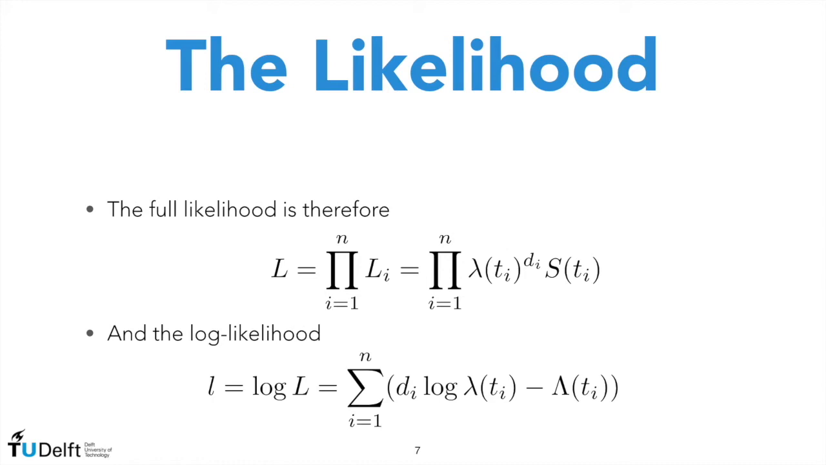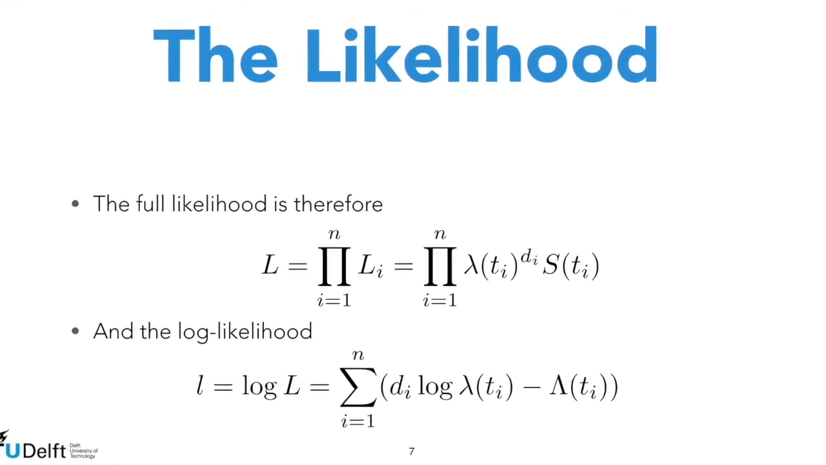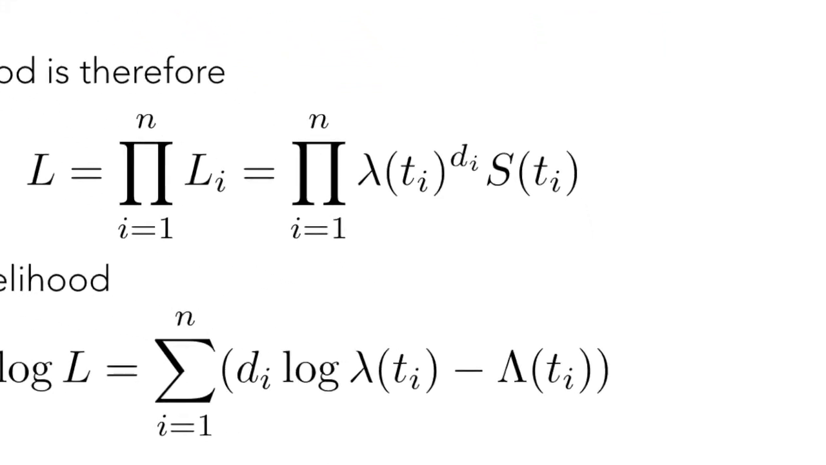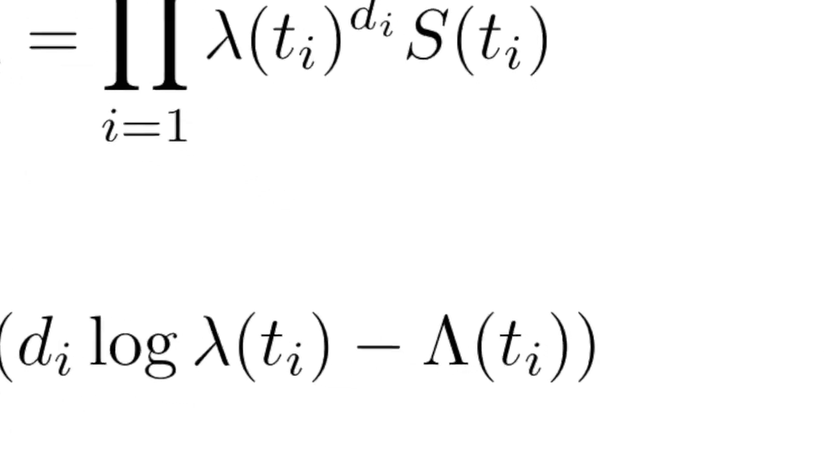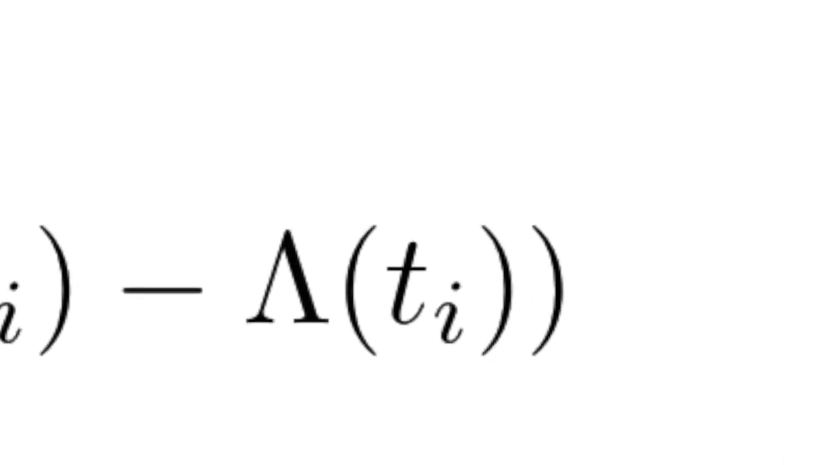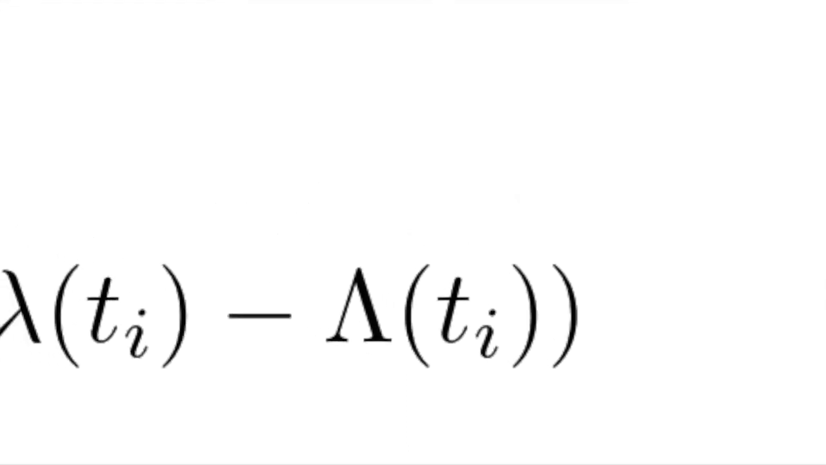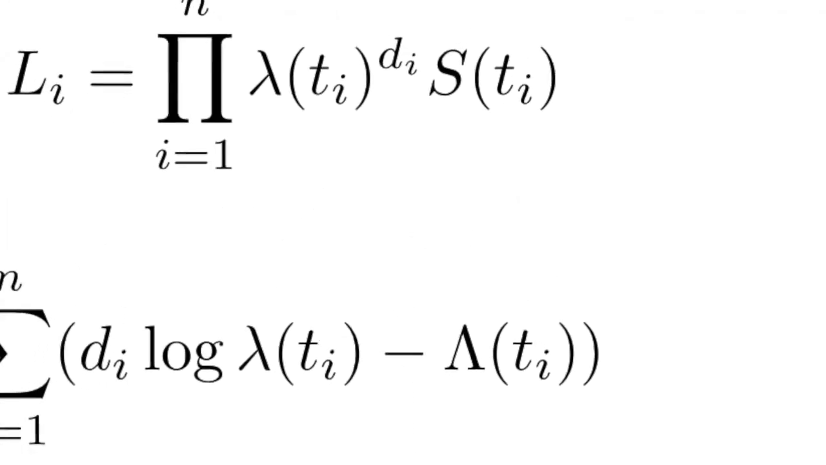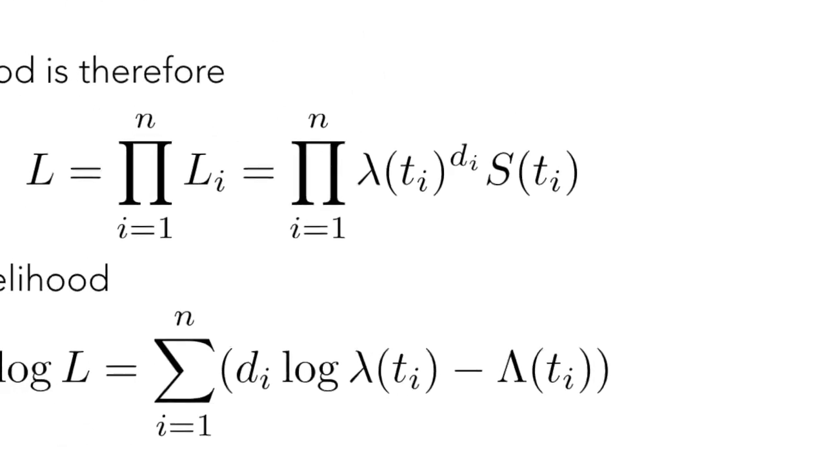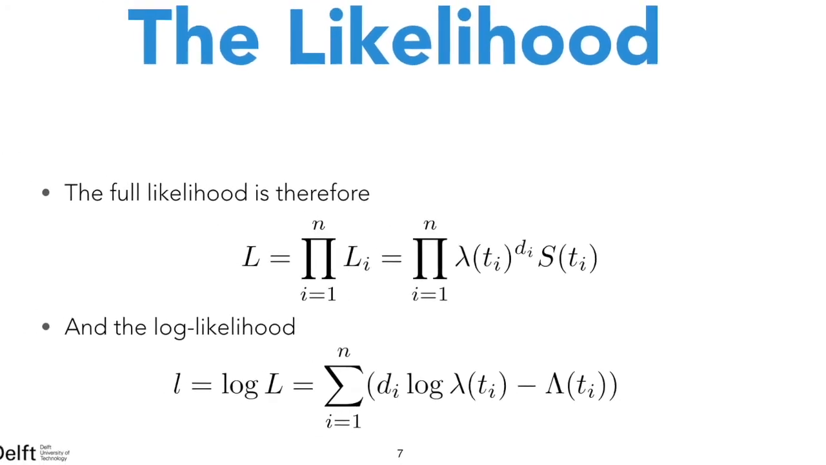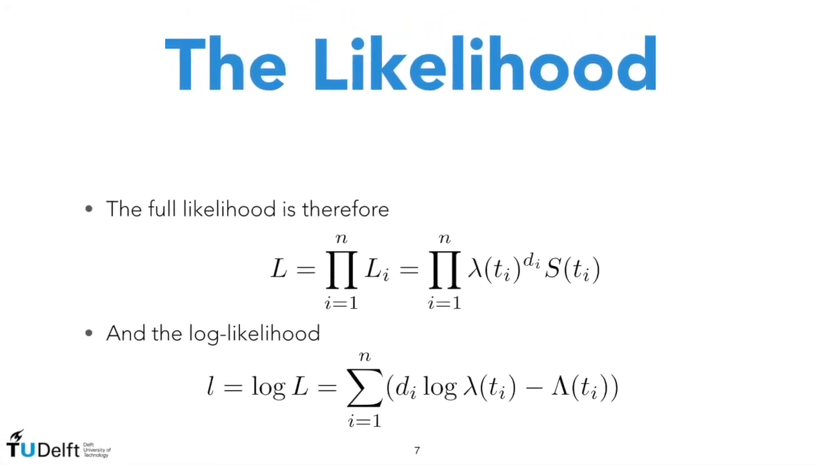What is important to notice here is that in the log likelihood we see the appearance of capital lambda(t_i), that is to say the cumulative hazard function. Why? The reason is simply due to the fact that we know that the survival function S(t_i) can be expressed as the exponential of minus capital lambda of t_i. This is the connection between the two functions.